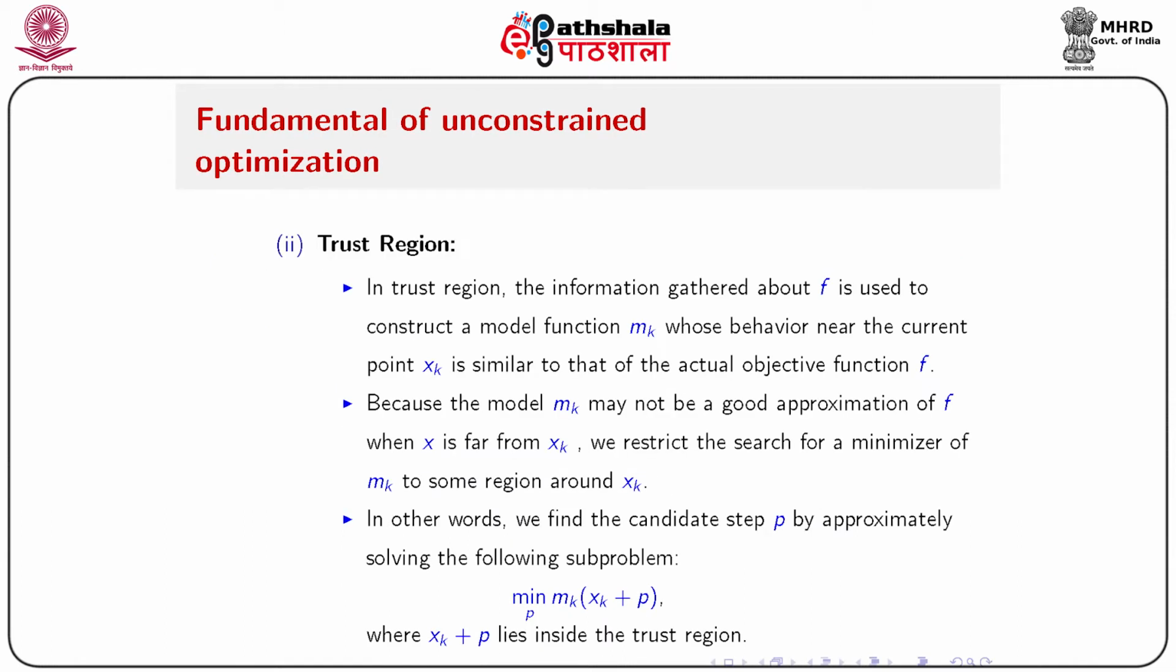The second one is the trust region. In trust region, the information gathered about f is used to construct a model function mk whose behavior near the current point xk is similar to that of the actual objective function f. Because the model mk may not be a good approximation of f when x is far from xk, we restrict the search for a minimizer of mk to some region around xk. In other words, we find the candidate step p by approximately solving the following subproblem: the minimum of mk(xk plus p) over p, where xk plus p lies inside the trust region.